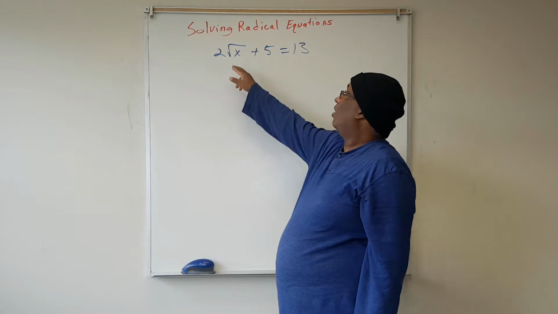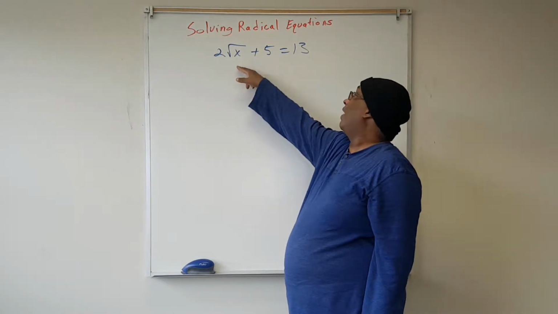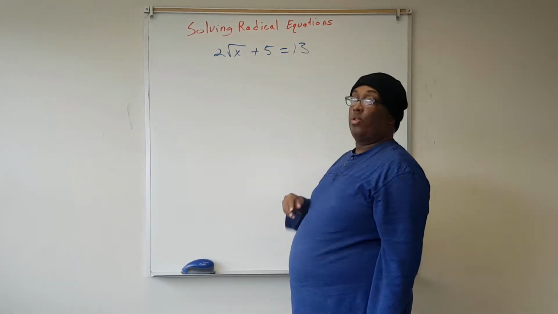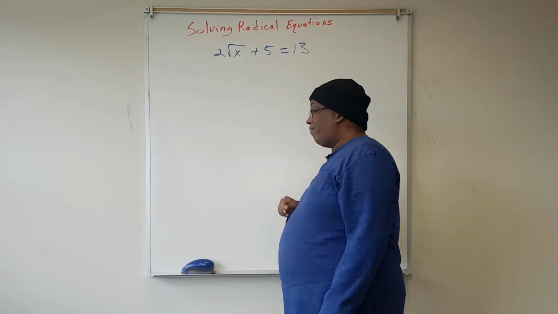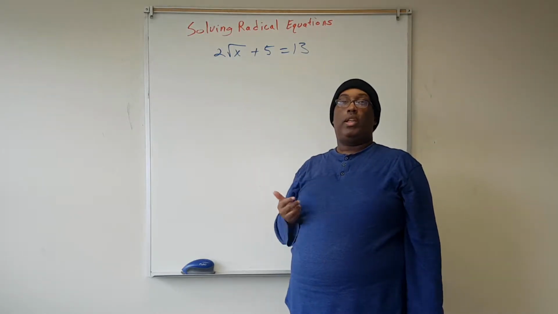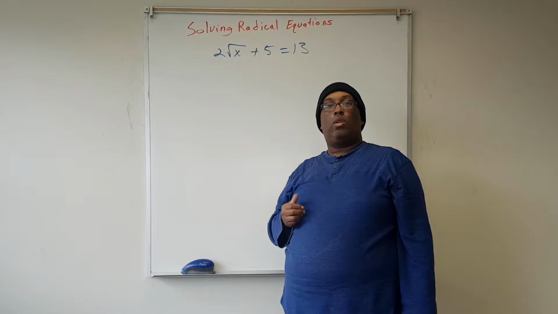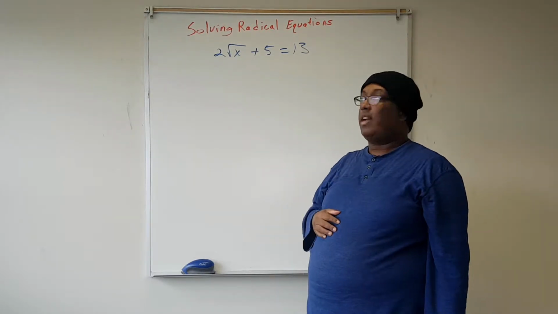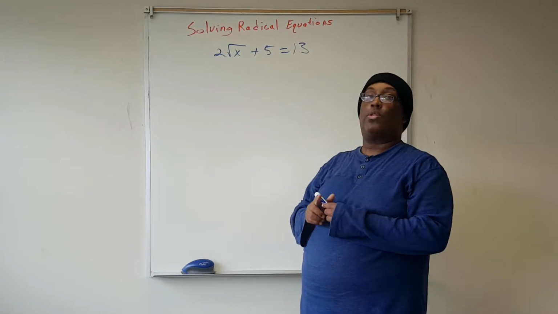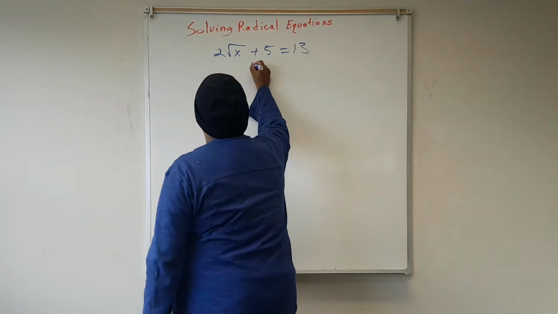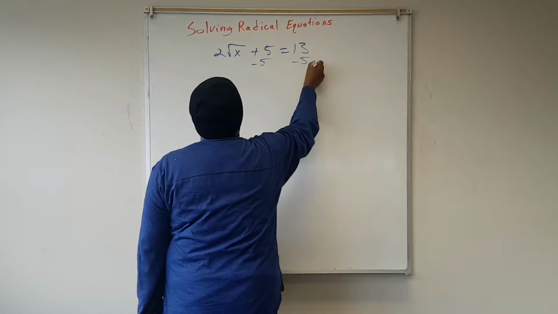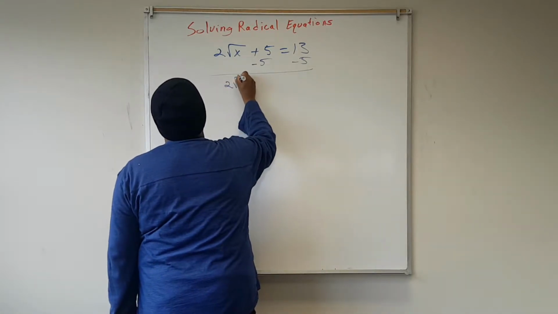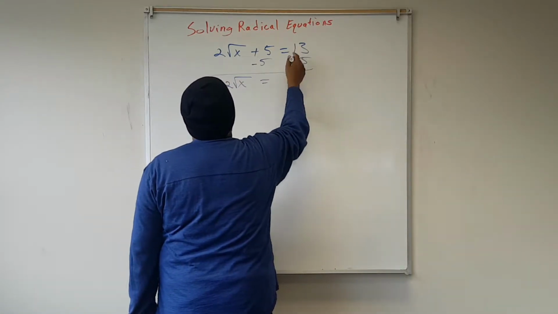Here's a new example. This one says 2 times the square root of x plus 5 equals 13. In order to do this problem, we need to isolate the radical and then solve for the variable. So in order to isolate the radical, we need to move the 5 first. So minus 5. This one gives us 8.